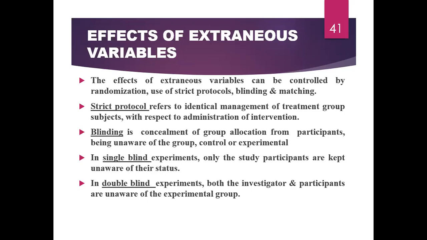Blinding. So what is blinding? It is concealment of group allocation from the participants, being unaware of whether they belong to the control group or the experimental group. Now there are single blind or double blind experiments. Single blind, only the study participants are kept unaware of their status. They do not know which group they belong to, whether control group or experimental group. In double blind experiments, both the investigator who is conducting the research and the participants are not aware of the experimental groups. So this was about the effects of the extraneous variables.